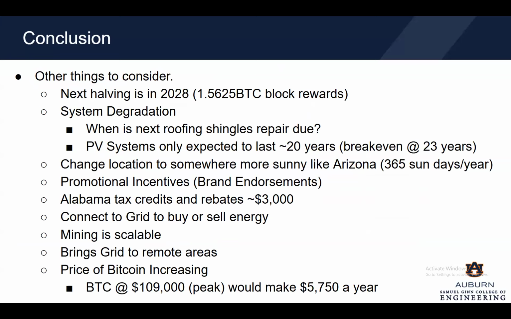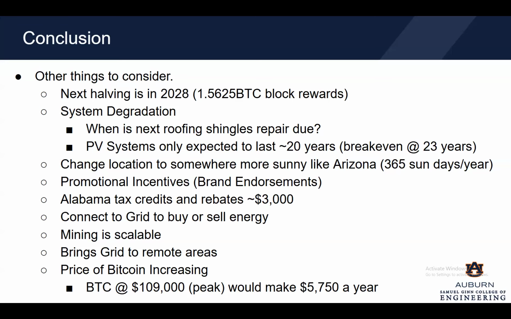profit margins. System degradation: if you put it on a roof, maybe Brown needs a new roof in 5 years. That's something to consider when you attach all of these 60 panels to the roof. Also, PV systems are only expected to last about 20 years on average. The batteries can last even less than that. And our break-even point is at 23 years. So you're cutting it close as far as when you're going to be breaking even. And our analysis was as far out as a 30-year loan. So that's something to consider.